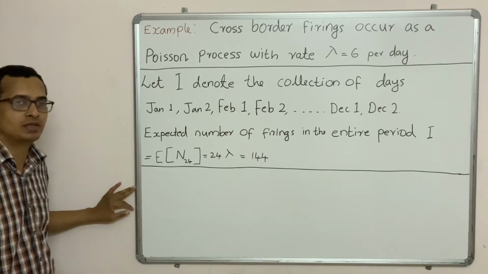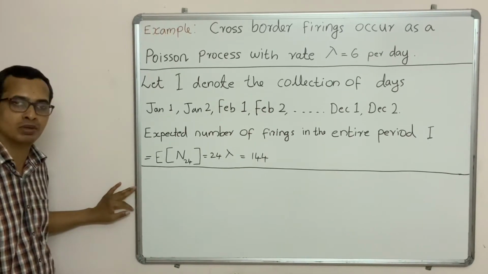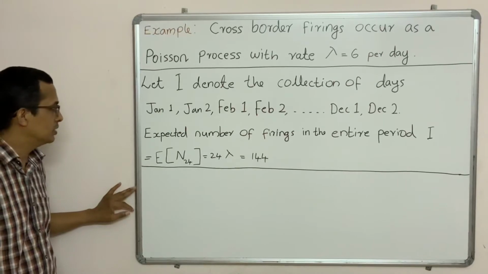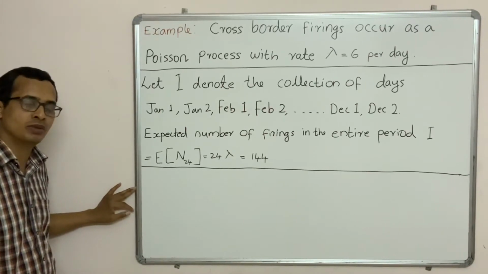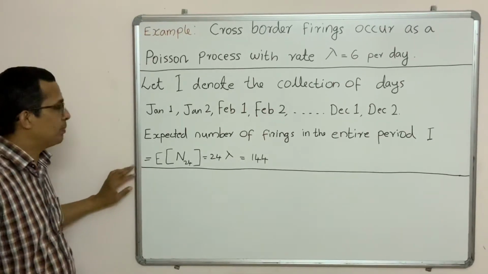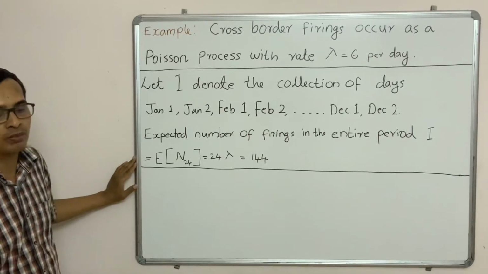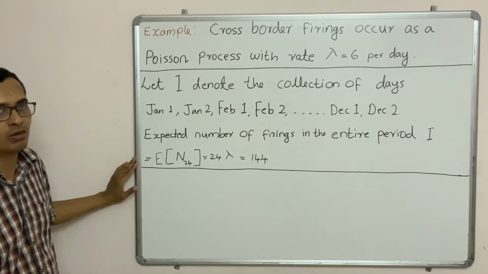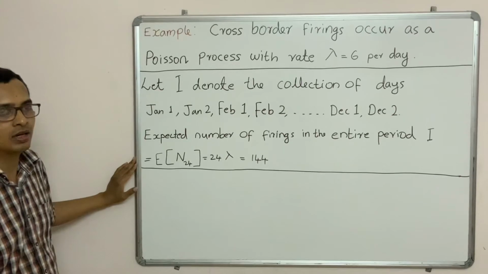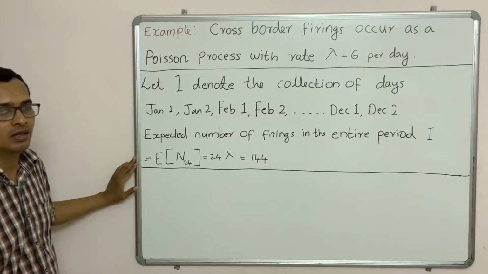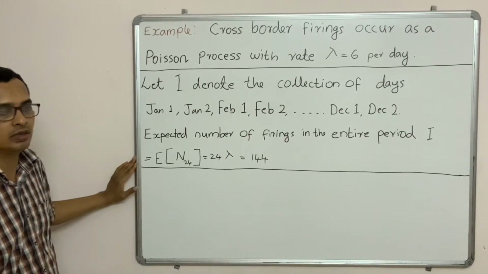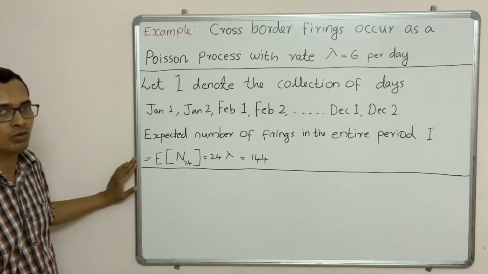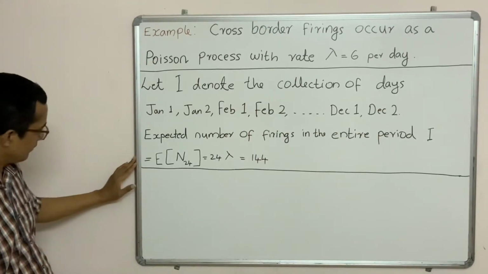This is just for illustration. They may pick any 2 days from all the months. Just to fix ideas, we are taking the first 2 days of every month. So capital I denotes this period of 24 days. They are not consecutive days. They are the first 2 days, then the next month's 2 days, like that. So I is that time period, which consists of 2 days from each month.